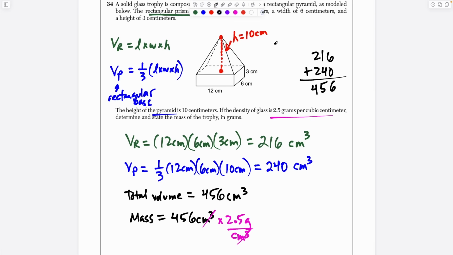Now, what you could also do, though, is refer to the formula that, in general, density is equal to mass over volume. So if I want the mass, I just cross multiply. The mass is equal to the volume times the density. Okay, so I just multiply volume times density, and that also gets us our answer. So now I just do 456. You can just type this in a calculator, times 2.5 is going to give you 1,140, and the only unit left is grams. And this is our final answer.